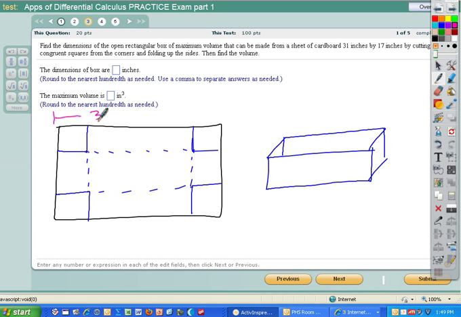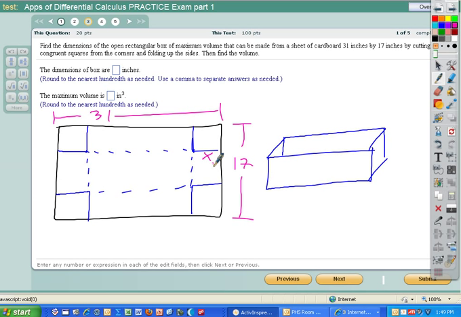So if the whole thing is 31 by 17, what's the only variable here we would include in our drawing? Call it whatever you want, but x. So x is how far in we're cutting those squares. It's going to be the side length of one of the square cuts. What does that correspond to on our folded up open-face box? The height. Yeah, that's x.